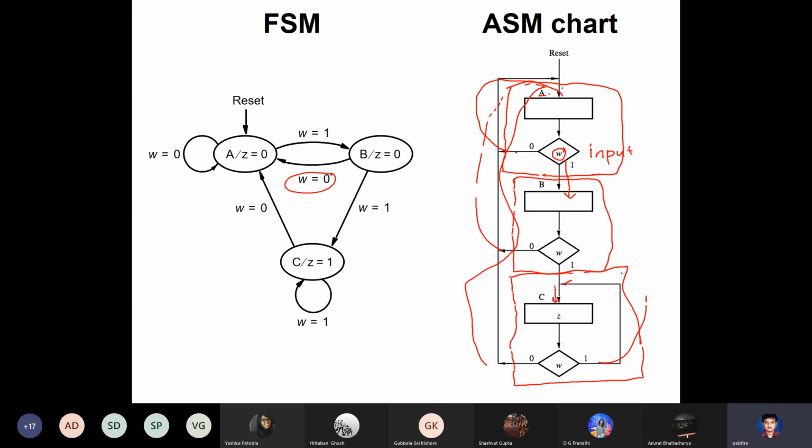In fact, it's also trivial to convert an ASM chart back to an FSM. All you need to do is follow two steps. You identify the blocks, and once you identify the blocks, you put one state, one node in the diagram, for one block. Then find out the inputs, and depending on the inputs, you draw the arcs in the FSM diagram. You draw the arcs depending on the conditional boxes and where their outputs go.